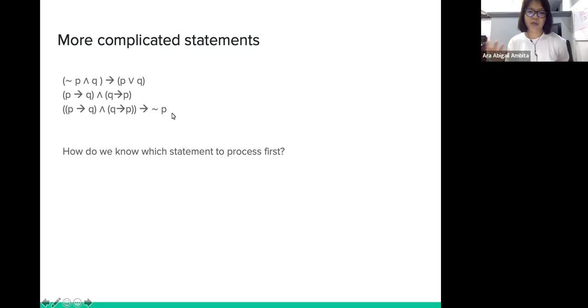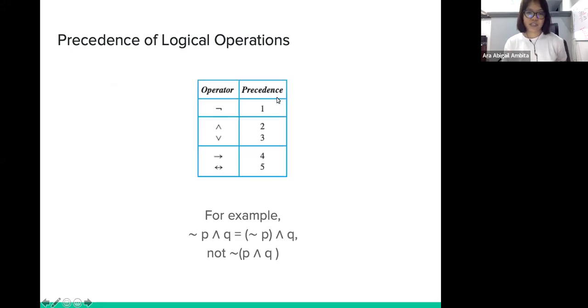So how do we know which statement to process first? There is such a thing as the precedence of logical operators, wherein we can determine which group of variables we should process first. This is generally the precedence of the operators. The negation has the highest precedence, followed by the conjunction, and then the disjunction, and then the implication and the biconditionals have the lowest precedence.